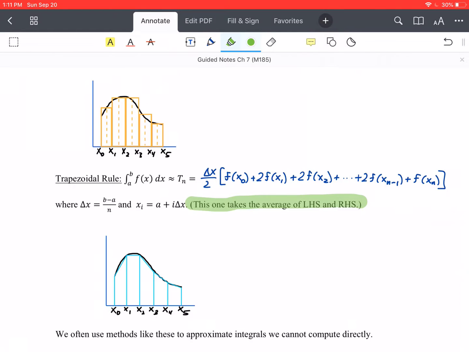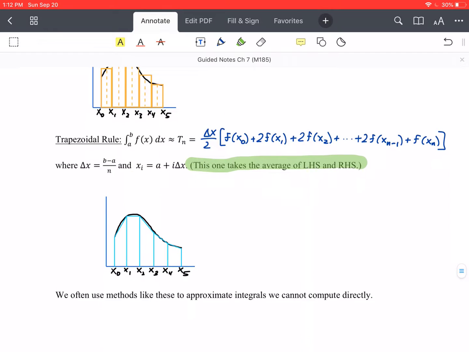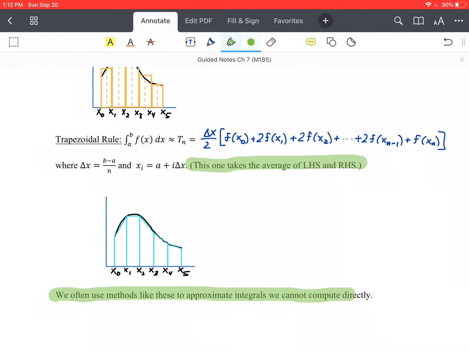And then to take the average of those two, we would divide by 2, because we're adding two values together. So that's what's actually going on with the trapezoidal rule. We're just averaging out the left-hand and right-hand approximations. Okay? And it's going to give us a fairly accurate value for this approximate integration. And like I said earlier, we often use methods like these to approximate integrals that we cannot compute directly. Right? So if we can compute the integral directly, then there's not really a lot of sense in using this.